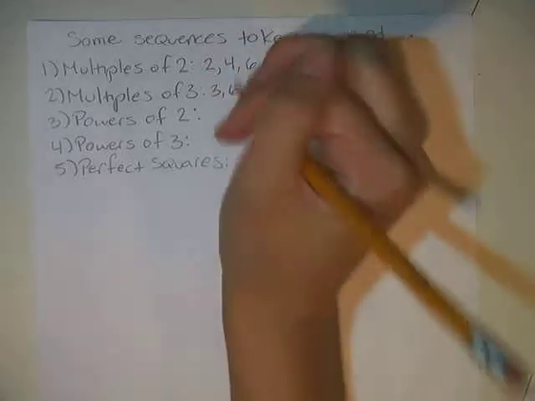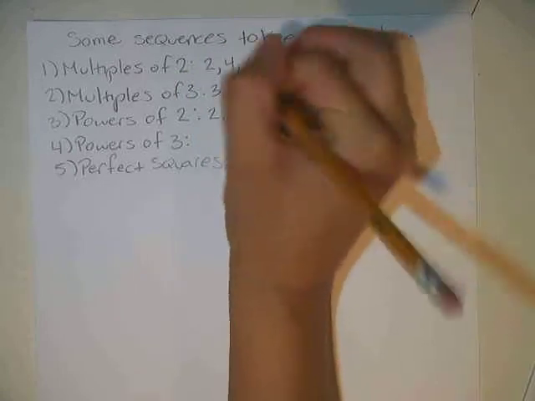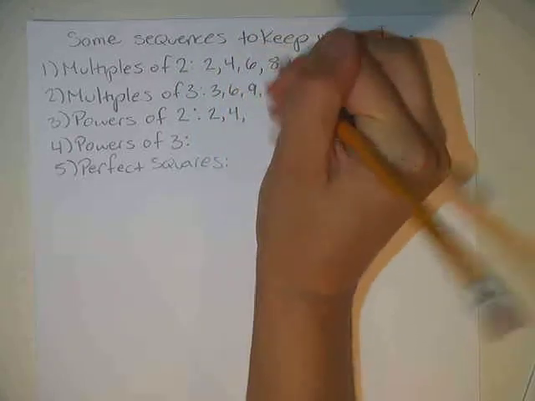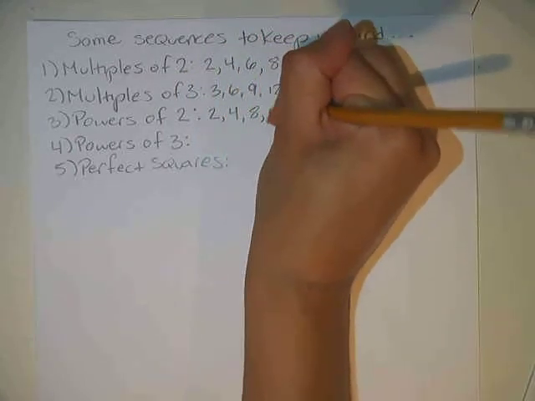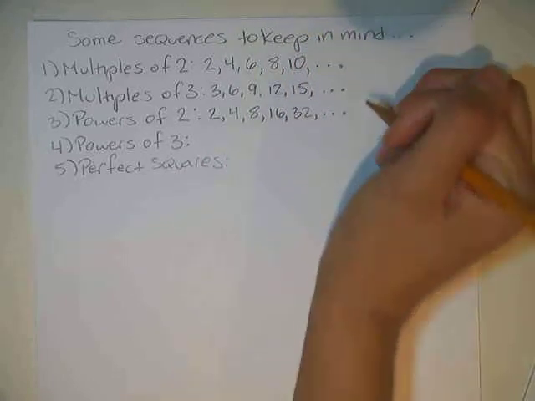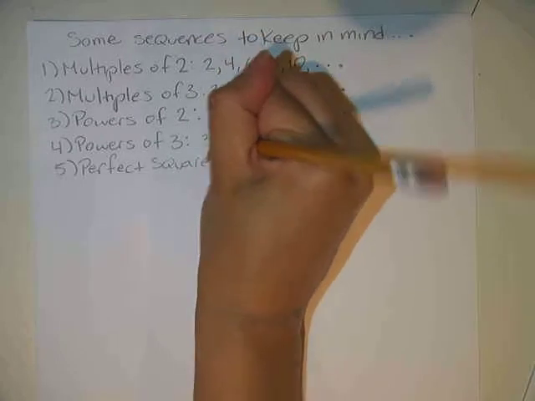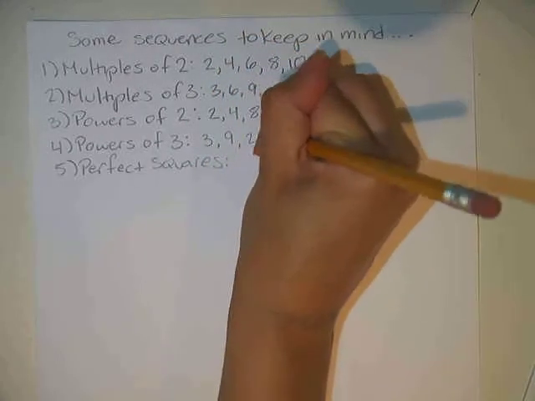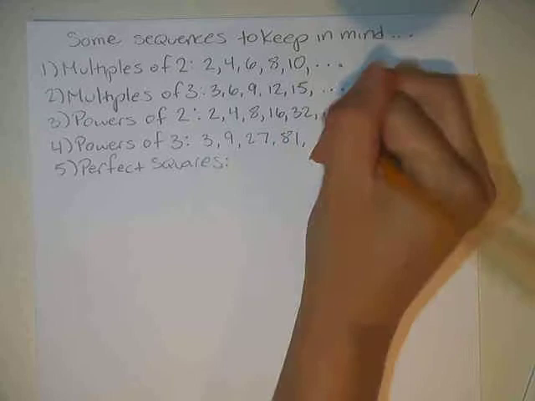Powers of 2. Now we could have the first term in the sequence be 2 to the 0 power, which is 1, or 2 to the first power, which is 2. We just need to make a choice. So let's start with 2 to the first, 2 to the second, 2 to the third, 2 to the fourth, and 2 to the fifth.